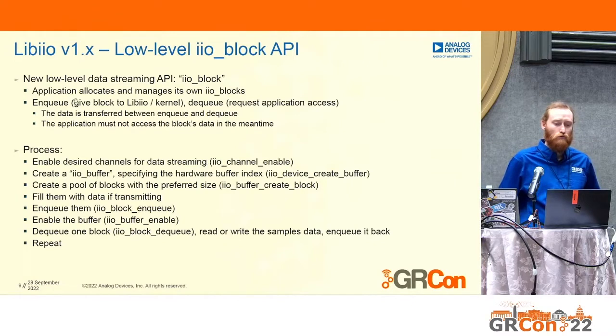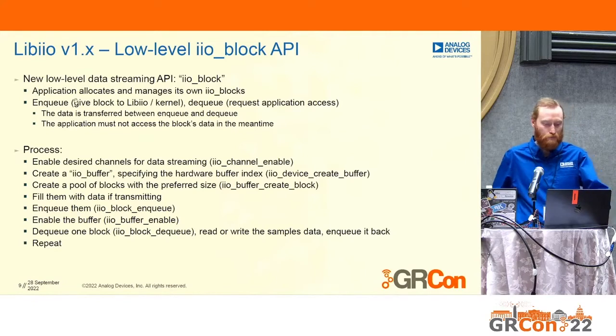So the process for streaming data: you enable the channels that you're interested in using iio_channel_enable. You create an IIO buffer like before. You create a pool of blocks, the number that you want, specifying the size of each block. If you're transmitting, then you fill them with data. You just enqueue them, so you give them to Libiio and the kernel. You then enable the buffer to start the streaming process. And then in a loop, you dequeue a block, read the data or write the data, enqueue it back, and continue in a loop like that.